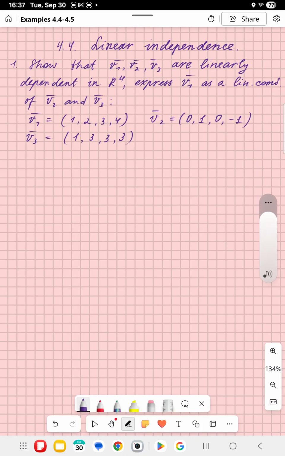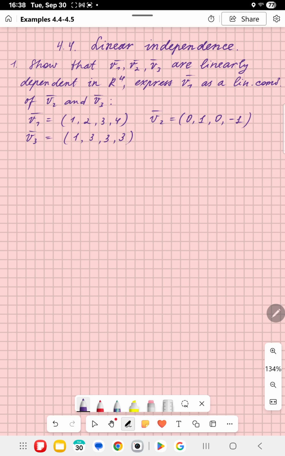Hello everyone, and today we are going to do some examples from section 4.4, linear independence. So the first problem we are going to consider is: show that three vectors v1, v2, v3 are linearly dependent in R4, so four-dimensional space. Express v1 as a linear combination of v2 and v3.